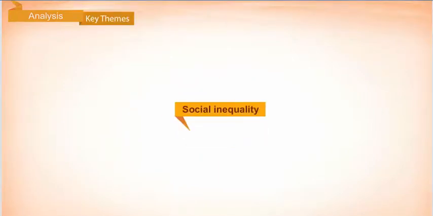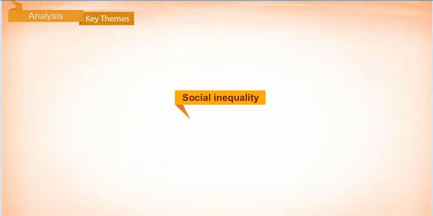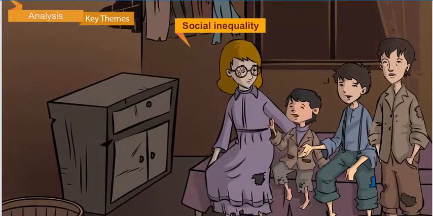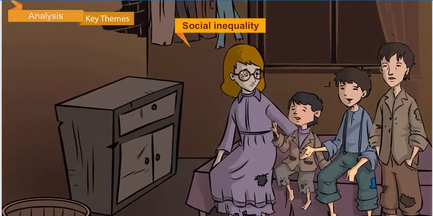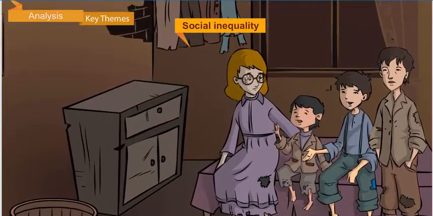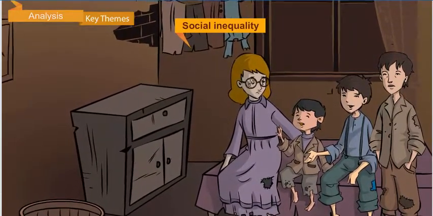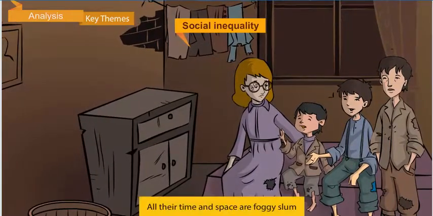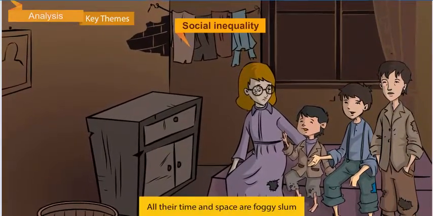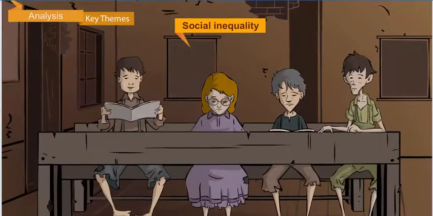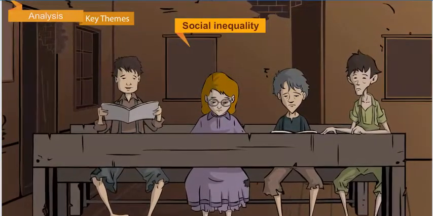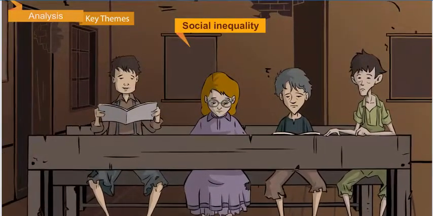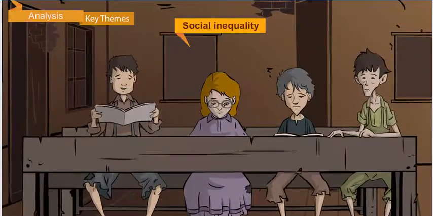The overarching theme of the poem is the social inequality that is prevalent in societies across the world, evident even at the level of schools. The poet draws our attention to the extreme poverty in which the children spend their lives. This has been highlighted clearly in the line, "All their time and space are foggy slum." The children are malnourished and generally underprivileged, where even the spectacles they use have cracked glass.